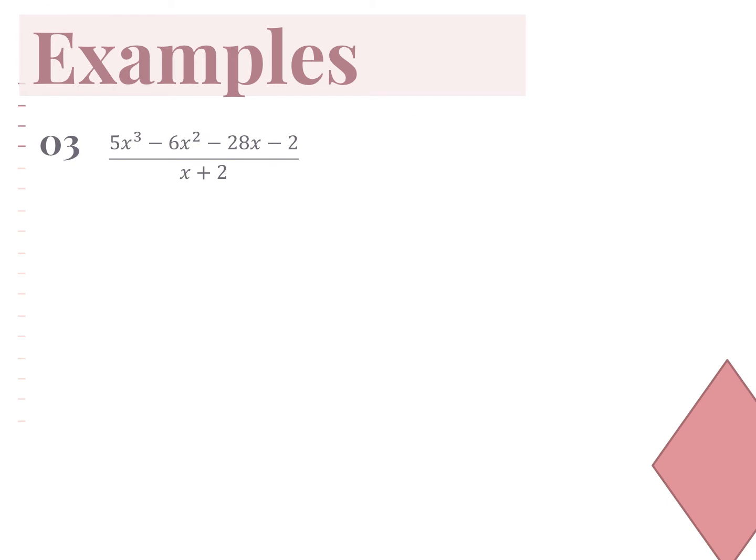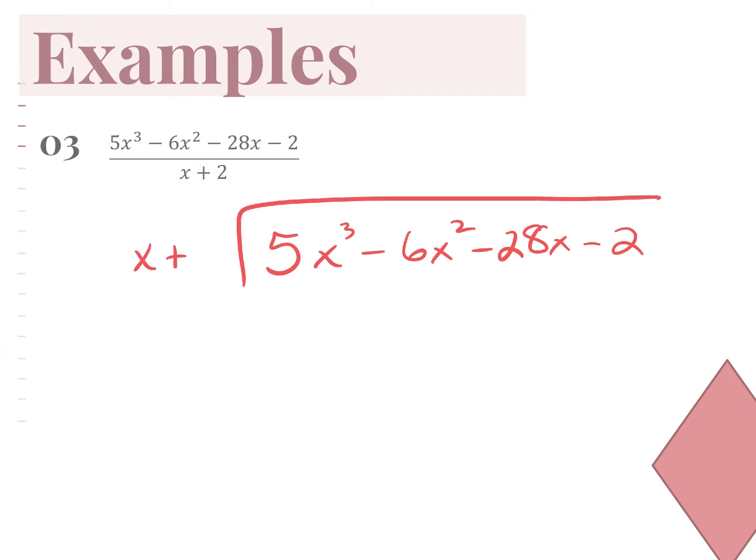The next one's already in standard form. So I'm going to take the 5x cubed minus 6x squared minus 28x minus 2 divided by x plus 2. I need to look and see, what am I going to multiply x by to make it a 5x cubed? And I'm going to be multiplying it by 5x squared. I'm going to distribute the 5x squared to the x and to the 2. This gives me 5x cubed plus 10x squared.